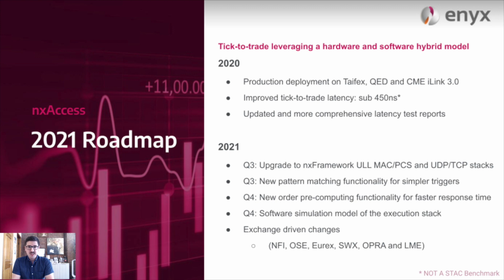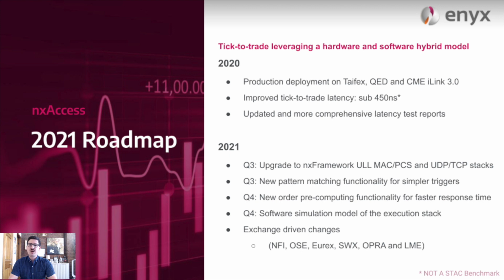So just to continue on nxAccess, the 2021 roadmap is going to include two things that will likely interest our customers. And since it's a subscription-based solution, our customers just get monthly updates with new features and performance updates. So the first thing is that we are going to upgrade to version 5.3 of NX frameworks, which I'll present right after, which provides lower latency MAC PCS and TCP UDP stacks. But we're going to include two new features.